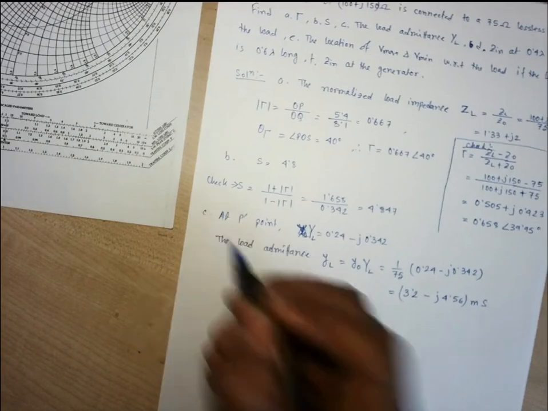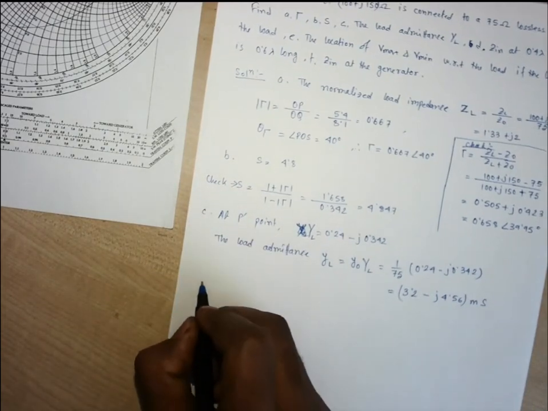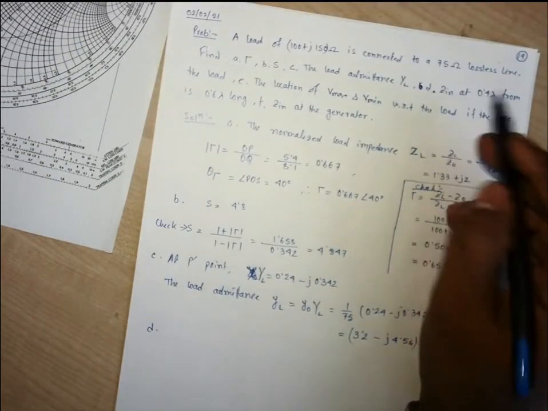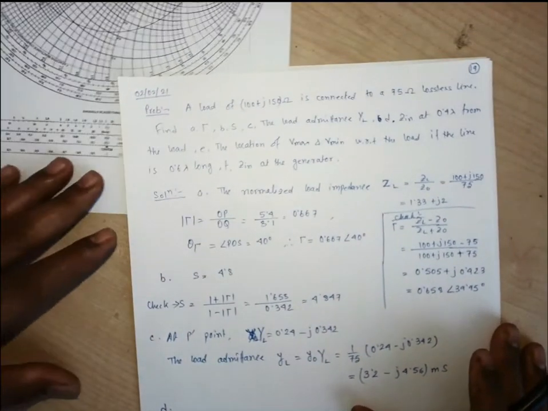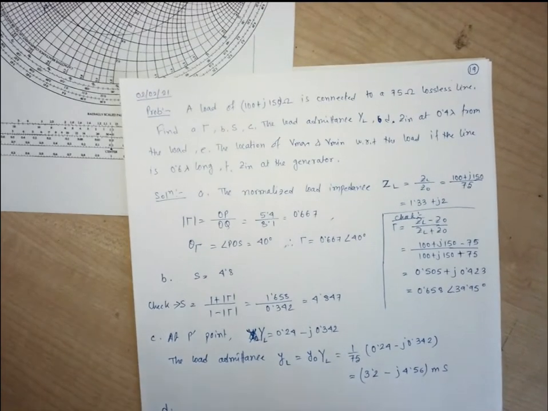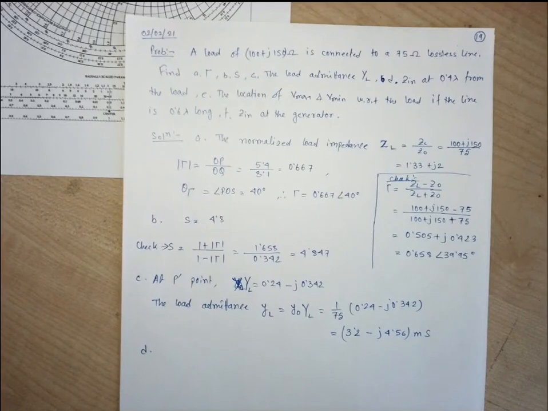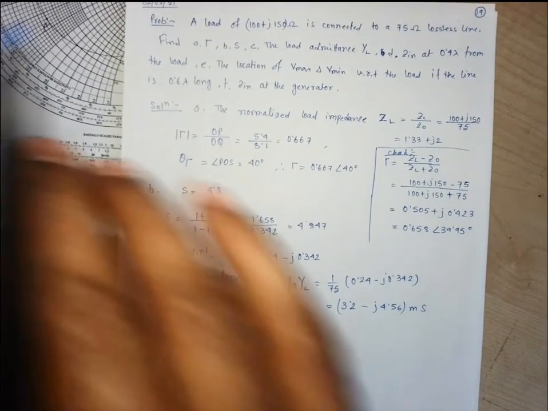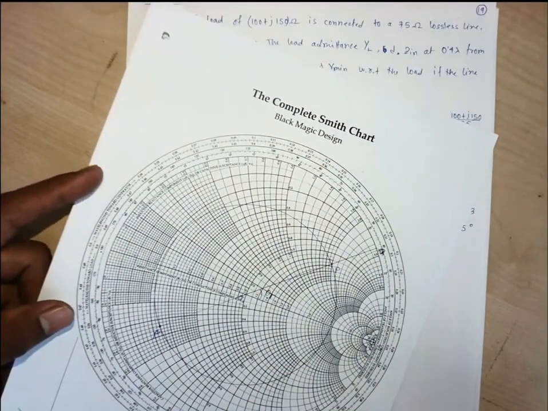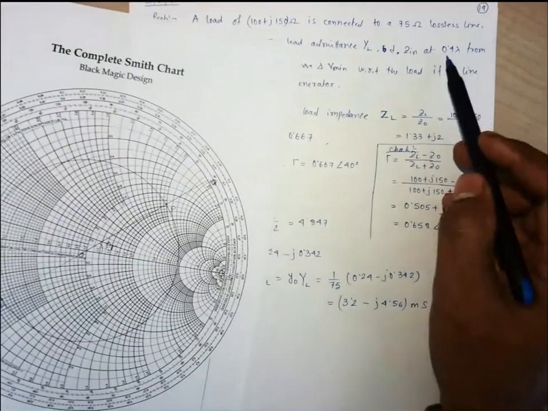So this is point C. What is the fourth point? We need to find out Z in at 0.4 lambda from the load. So we need to move towards the generator from this load. How much do we need to move? We need to move 0.4 lambda.